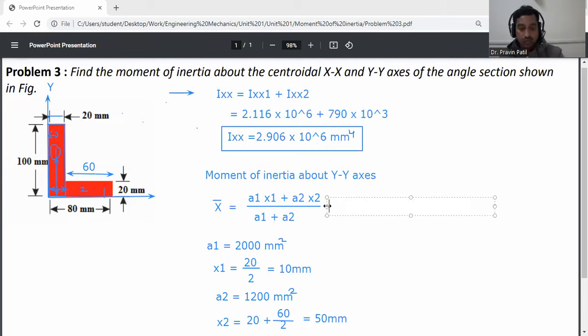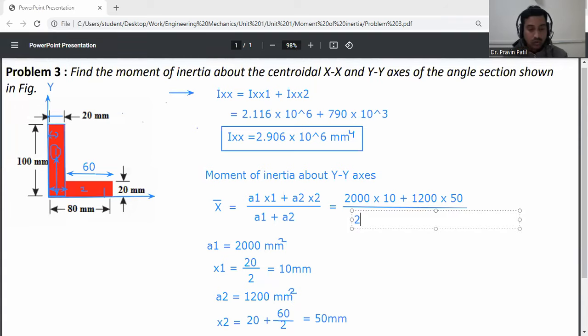So A1 is equal to 2000 mm square, x1 is 10 mm, A2 is 1200 mm square, and x2 is 50 mm. x bar is (A1 x1 plus A2 x2) divided by (A1 plus A2), where A1 plus A2 is 2000 plus 1200 mm square. So from this relation we will get x bar.